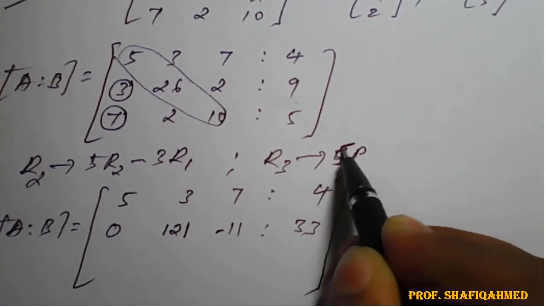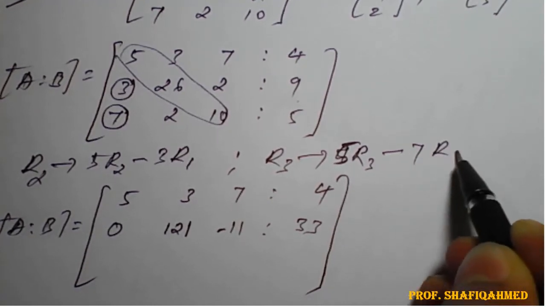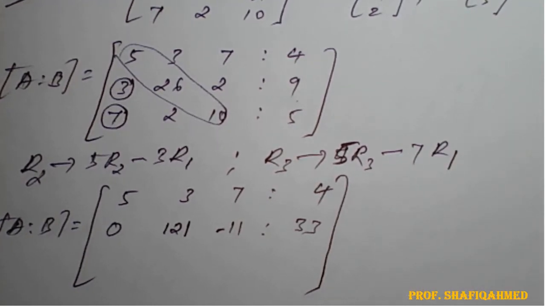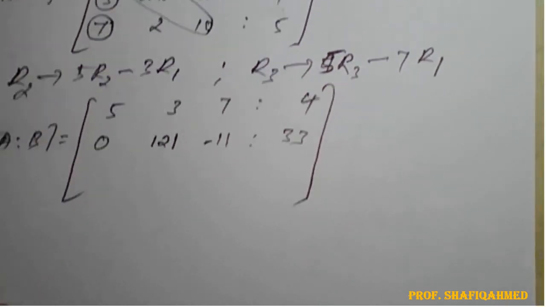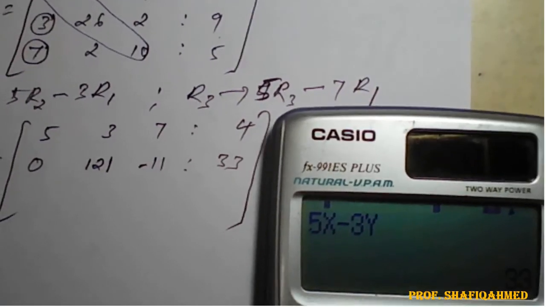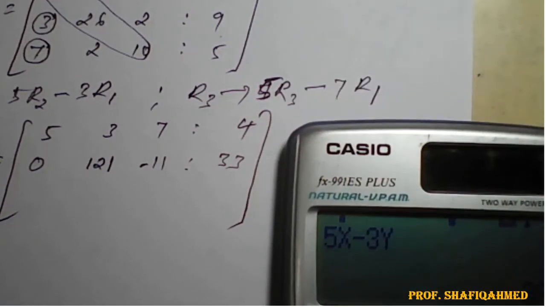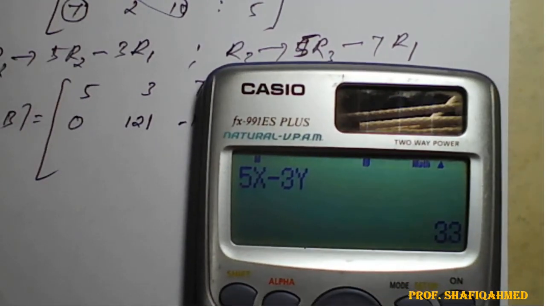5 into R3 minus 7 into R1. Fine. So this formula we need to prepare in the calculator now. That is, this formula we need to prepare. So what is the formula? We'll prepare first here.